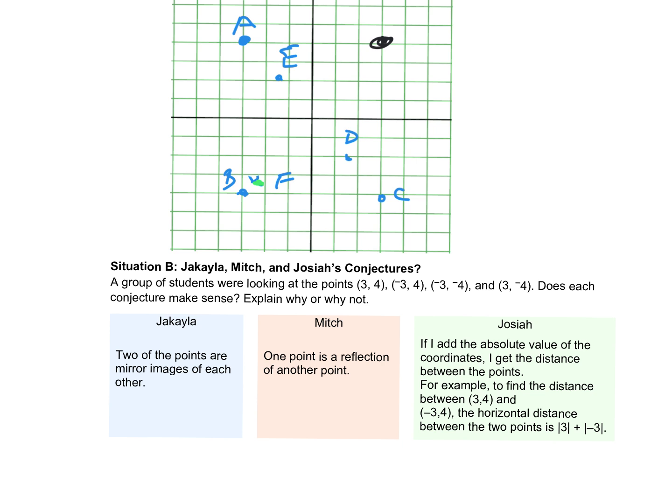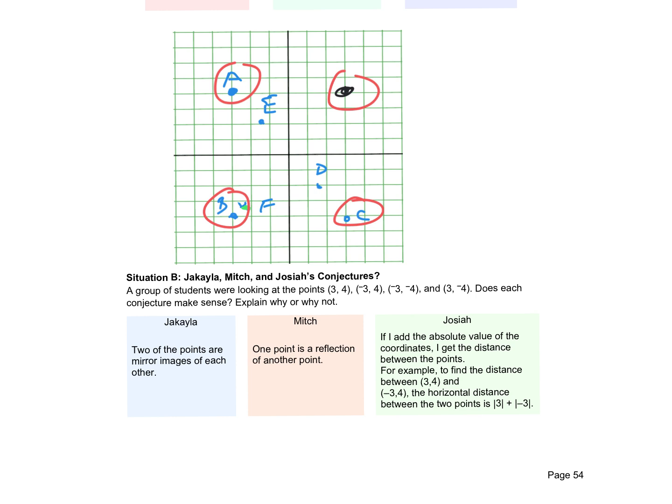A group of students were looking at the points 3, 4, -3, 4, -3, -4, and 3, -4. Does each conjecture make sense? Explain why or why not. I'm going to go ahead and plot these to help us understand this better. Okay, I just went ahead and circled the points that we're referencing here. 3, 4, -3, 4, -3, -4, 3, -4.